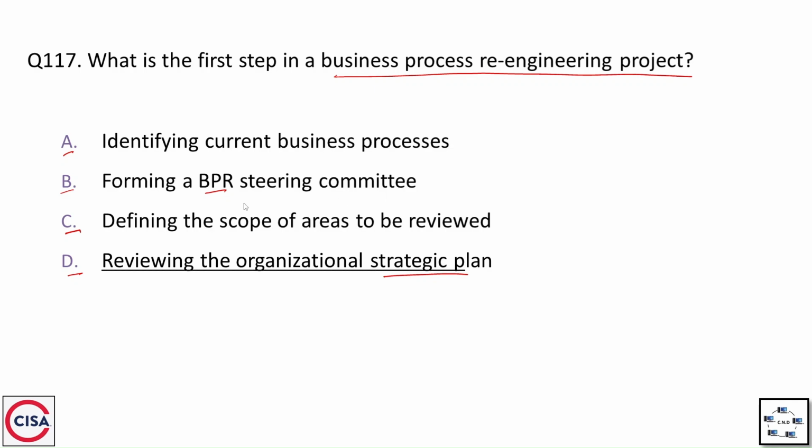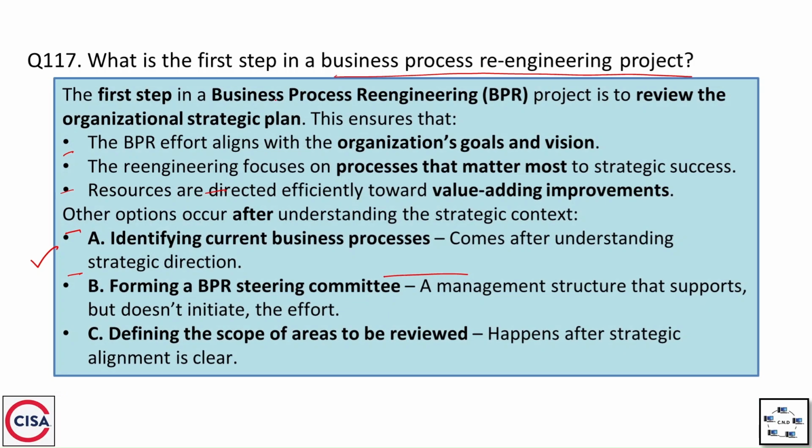And the correct option is option D, reviewing the organizational strategic plan. So the first step in a business process re-engineering or BPR project is to review the organizational strategic plan. This ensures that the BPR efforts align with the organization's goal and vision. The re-engineering focuses on processes that matter most to the strategic success, and resources are directed efficiently towards value-adding improvements. Other options occur after understanding the strategic context.